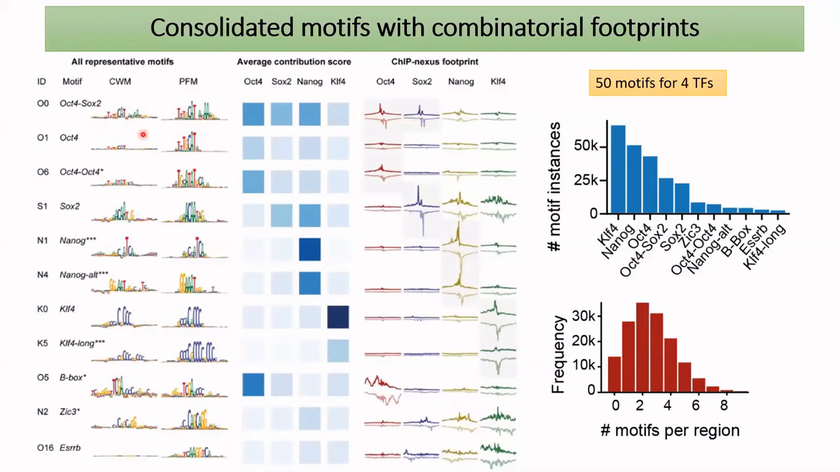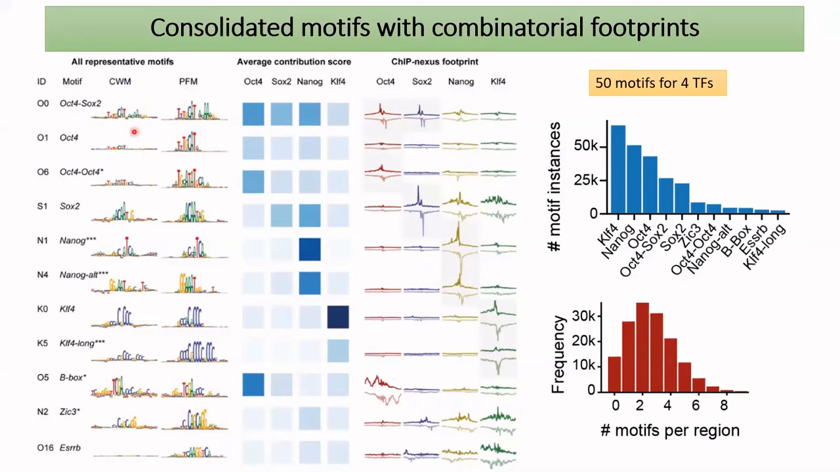There's the Oct-Sox heterodimer, there's the Oct4 monomer, there's the Oct-Oct homodimer, Sox2 monomer. I'll get to these Nanog motifs in a second. We learn slightly different versions of the Nanog motif. We have different versions of the KLF4 motifs. And we learn a variety of motifs of other factors which are not actually assayed. So they are likely representing indirect tethered binding. And I'll address that in a few slides.